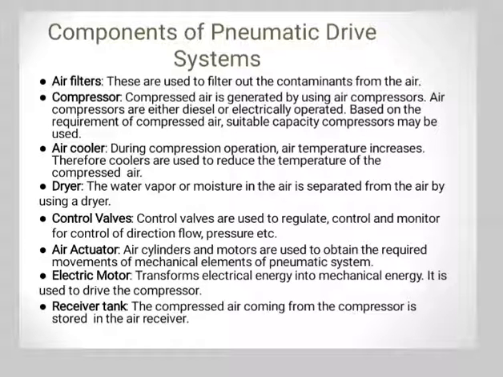Then control valve. So control valves are used to regulate, control and monitor the control of direction, flow, and pressure. Air actuator: the air cylinders and motors are used to obtain the required movements of mechanical elements of the pneumatic system. Then electrical motor, it transfers electric energy into mechanical energy and is used to drive the compressor. Then receiver tank: the compressed air coming from the compressor is stored in the air receiver.